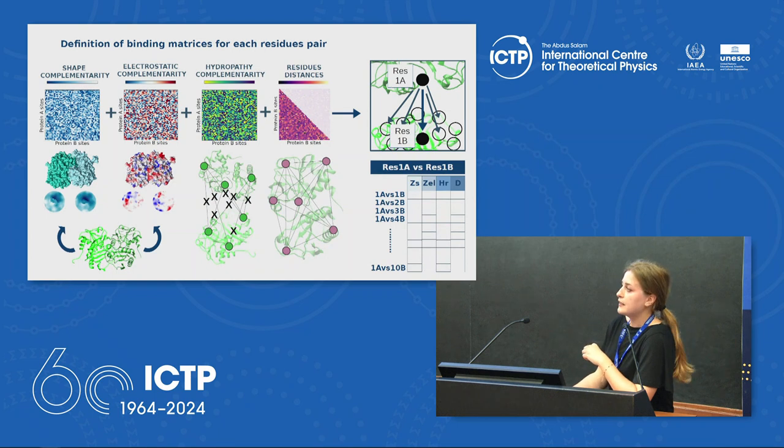So we can assign to each pair of residues, like residue 1A and 1B, a matrix with 4 columns and 10 rows. In the first row, we have the complementarity between residue 1A and 1B, and in the last column, the distance between 1B and itself, so of course 0. In the second row, we have again the complementarity between residue 1A and the first neighbor of residue 1B, that we call 2B, and the distance between residue 1B and 2B. In the third row, the same thing, but for the second neighbor of 1B.